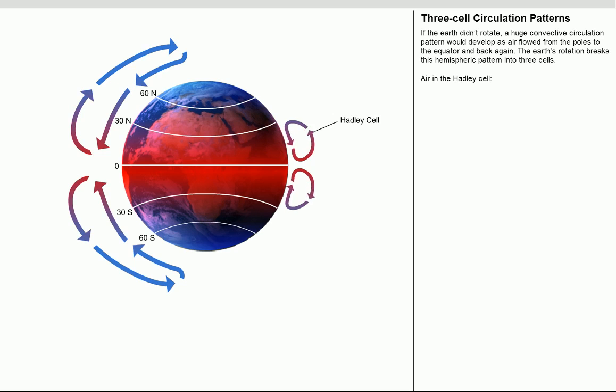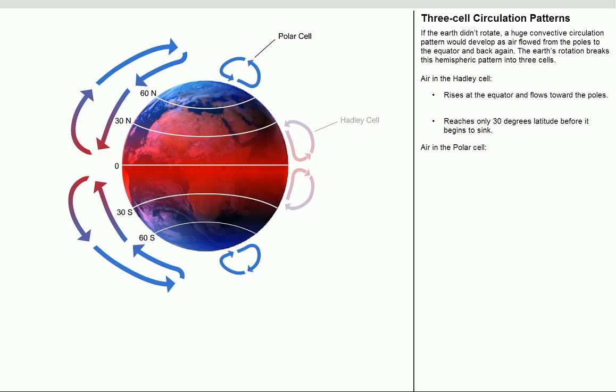The first is the Hadley cell, named after George Hadley, the 18th century scientist who first proposed the model of general circulation. Air in the Hadley cell rises at the equator and flows toward the poles, but the rotation of the Earth causes that air to reach only about 30 degrees latitude before it begins to sink.